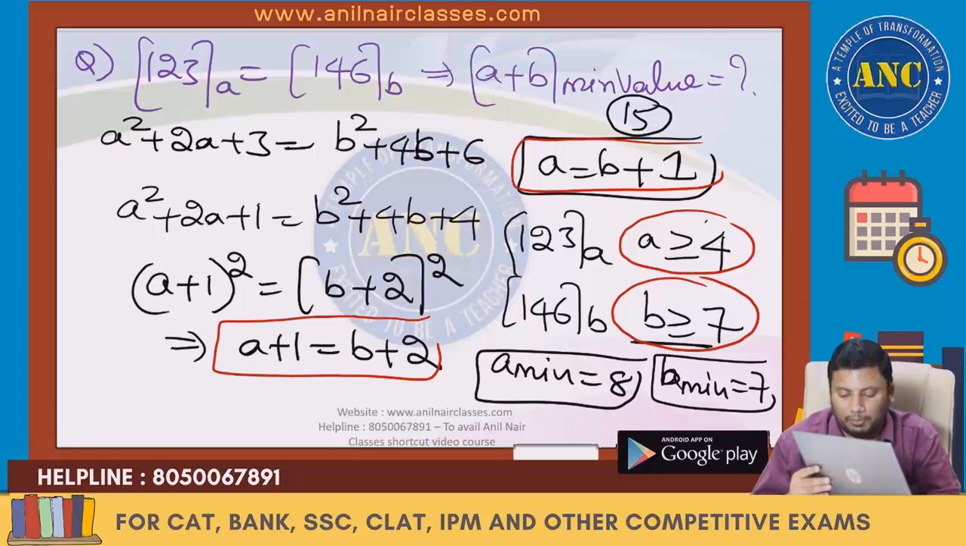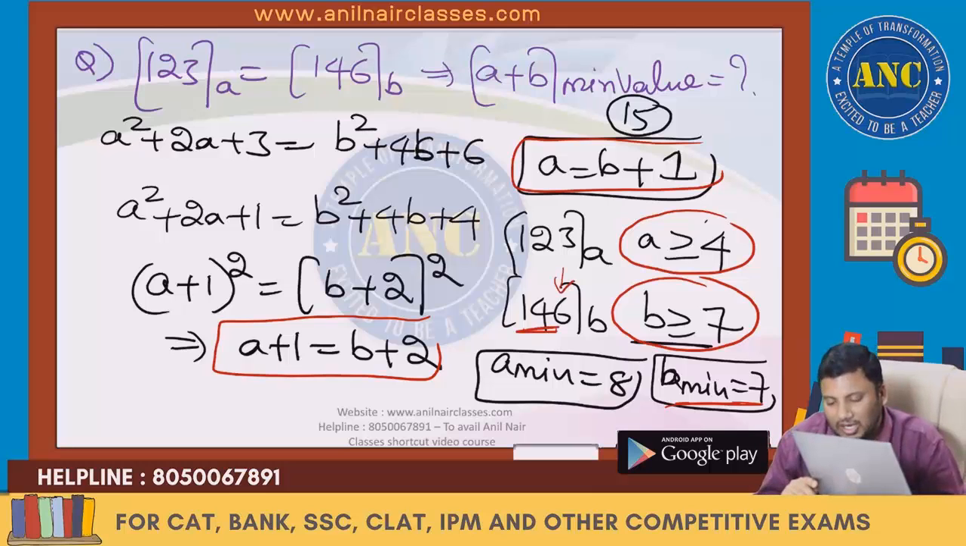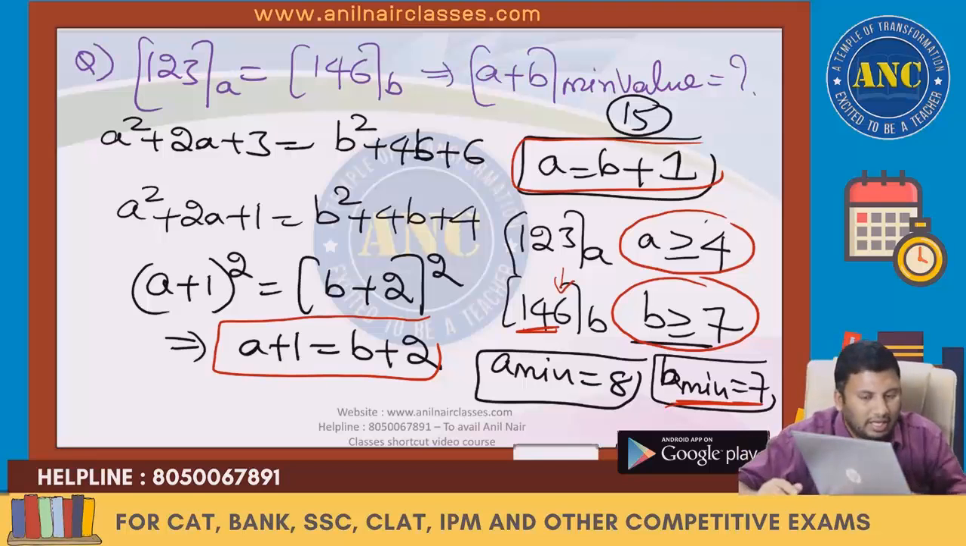So if I put B minimum value as 7, why 7? 0 to 6 it is not possible because the highest digit is 6. So the base should be starting from 7. If B is 7, A value will be 7 plus 8, 15. Anyway 7 plus 1, 8 is greater than or equivalent to 4. Clear. Next question.